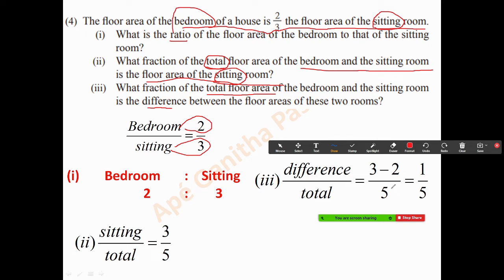What is the fraction of the total floor area of the bedroom and sitting room that is the difference between the floor areas of the two rooms? The difference is 1. When you compare the difference with the total floor area, that is 1 over 5.